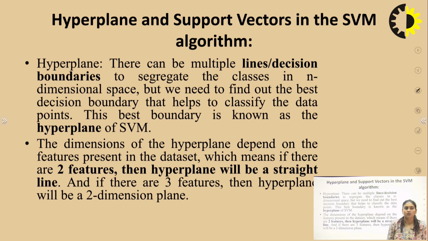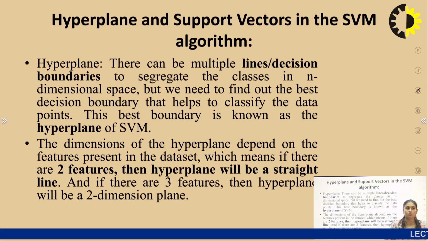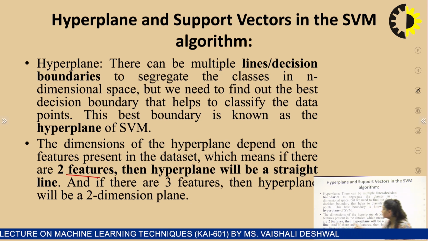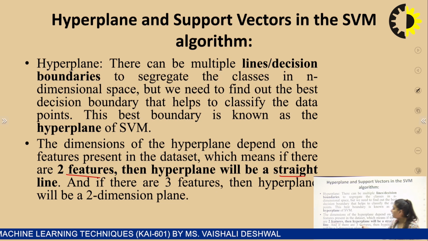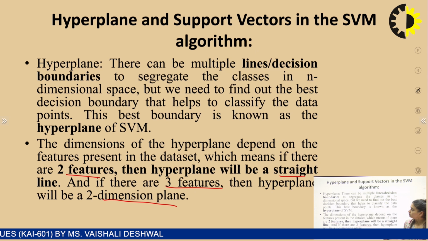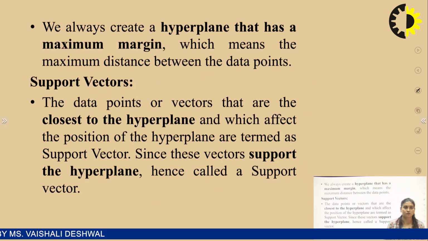Now, for the hyperplane, there can be multiple lines, multiple decision boundaries to segregate the classes in n-dimensional space, but we need to find the best decision boundary that helps to classify the data points, and this particular best boundary is known as the hyperplane of SVM. The dimension of this hyperplane depends on the features. Suppose there are two features, then the hyperplane will be a straight line, and if there are three features, then it will be a two-dimensional plane. So it depends on the number of features present.